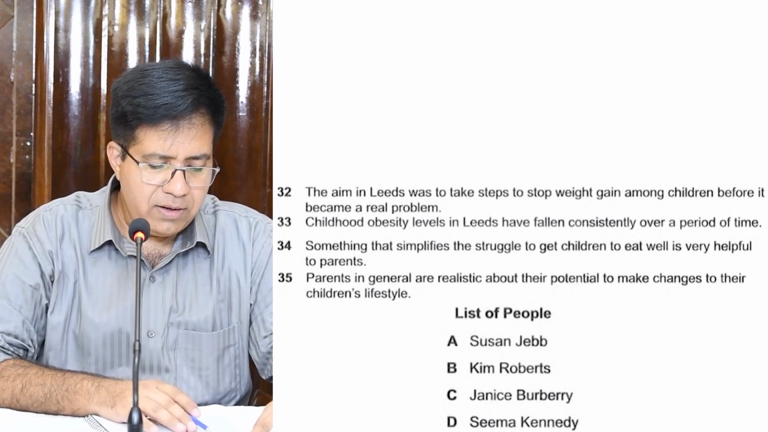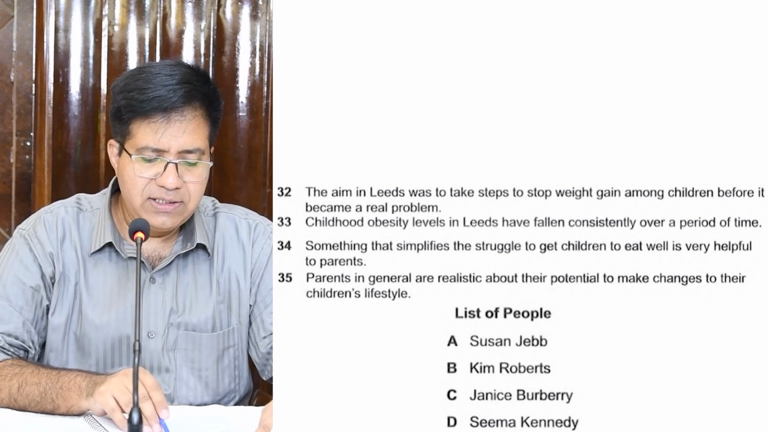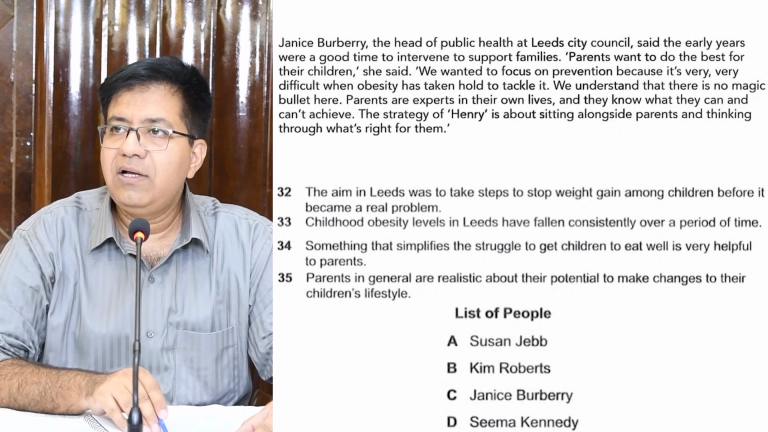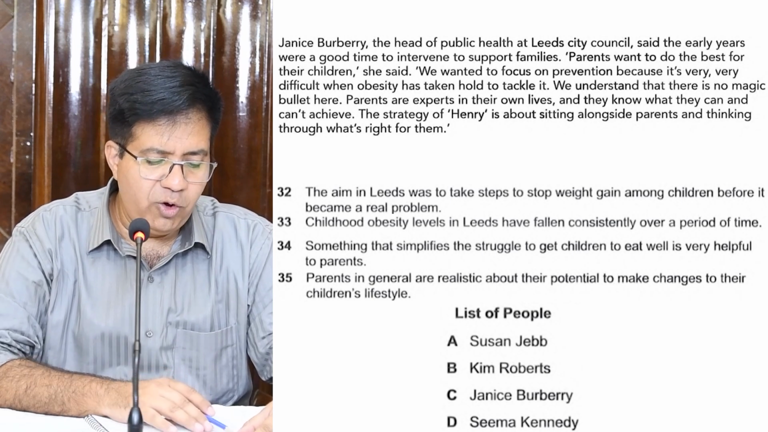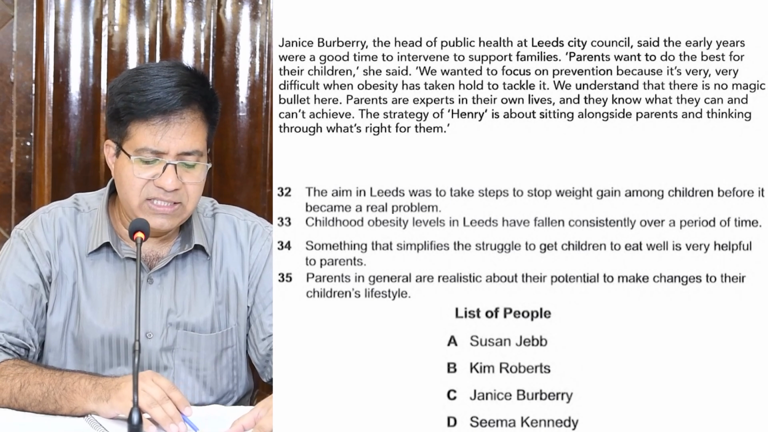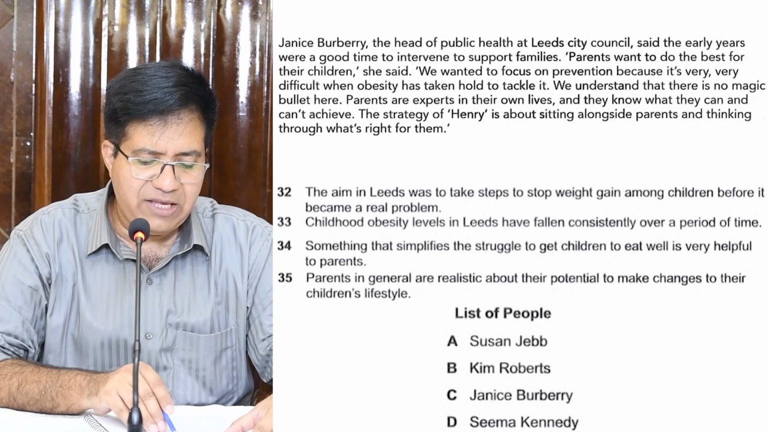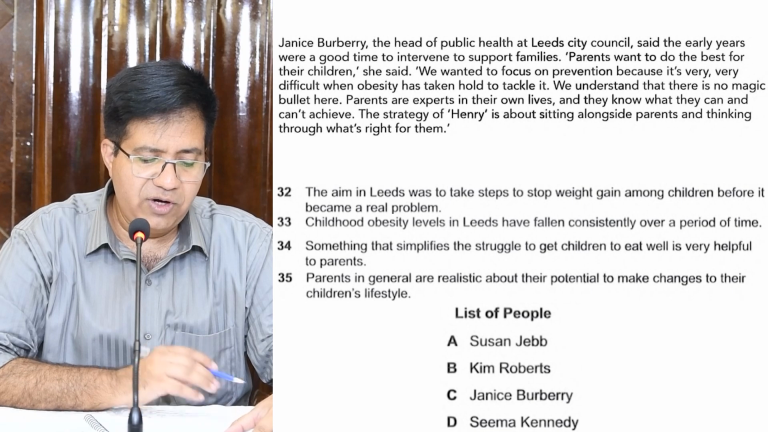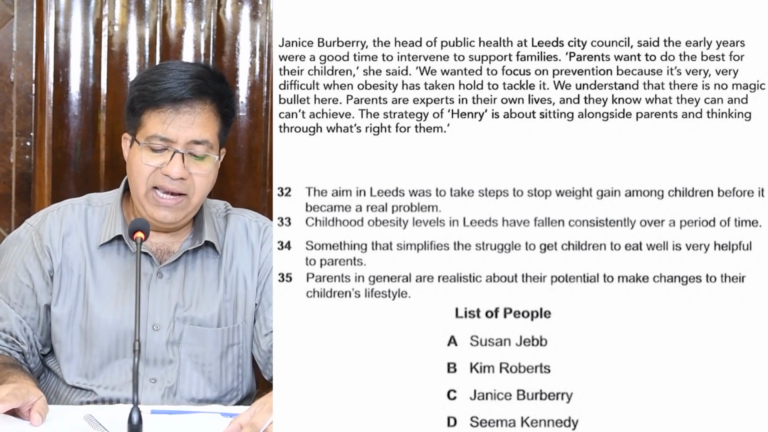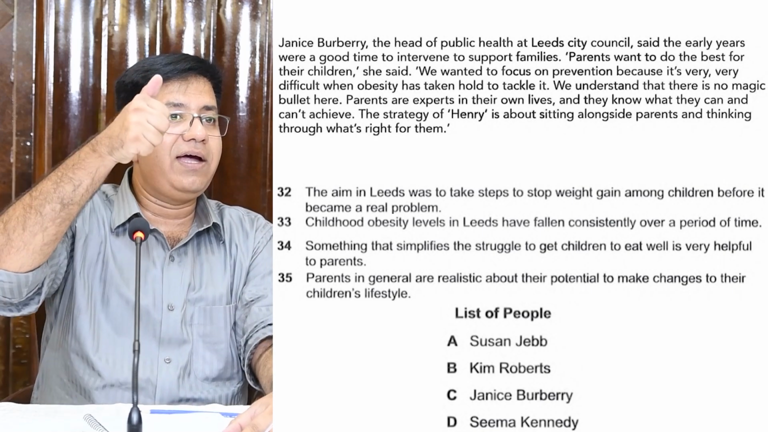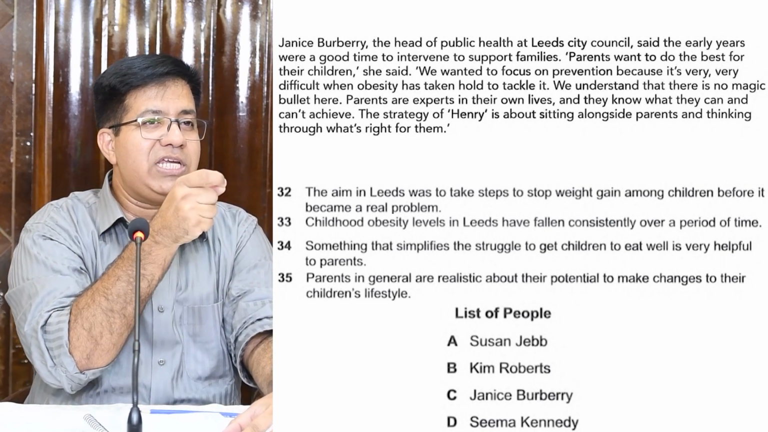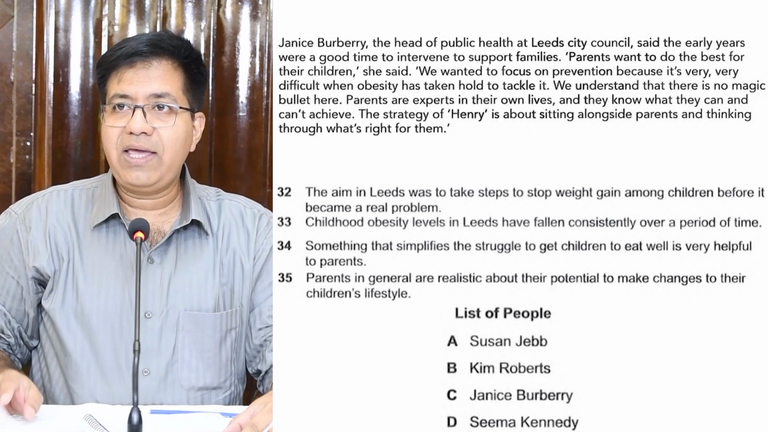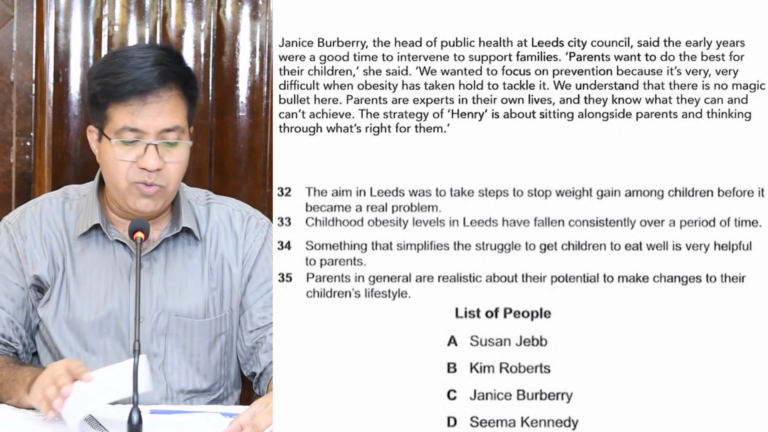I'm reading on. Second last paragraph, fourth last line in the middle. We understand that there is no magic bullet here. Parents are experts in their own lives and they know what they can and cannot achieve. When you know what you can or cannot achieve, it means you are realistic.